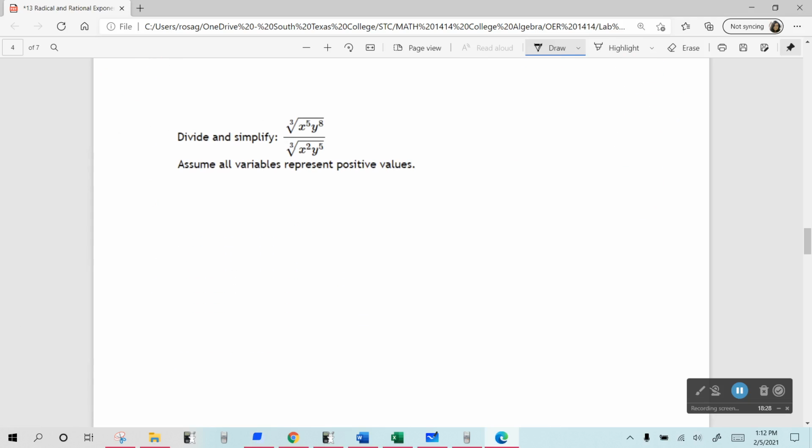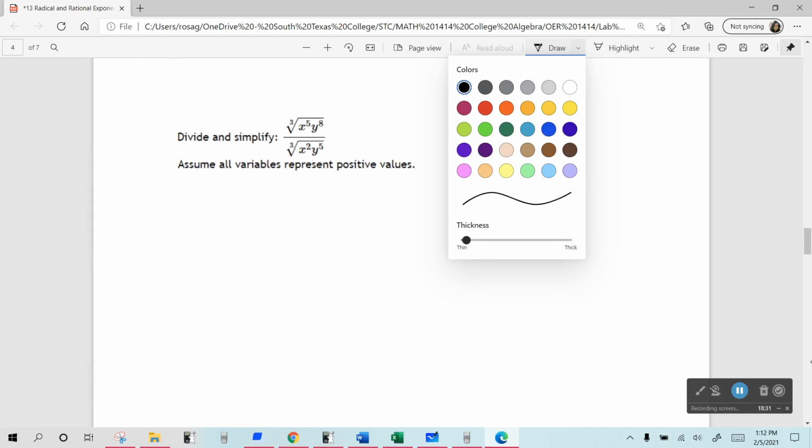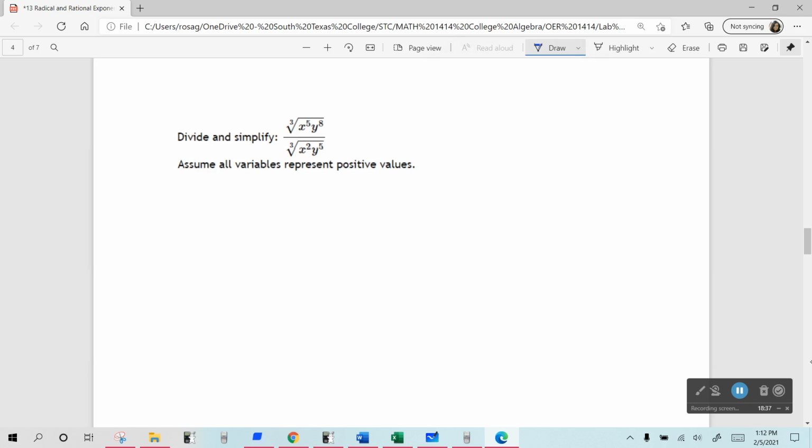This one is a cube root. But since both of them are inside the cube root, we can do the operation first. Like here, this is division, so you subtract the exponents of the letters. Everything is inside the cube root for now. 5 minus 2 is 3. 8 minus 5 is 3. Now with the 3, you're going to divide by 3. So it's x to the 1, y to the 1. You're dividing 3 divided by 3. So then the answer is just xy.